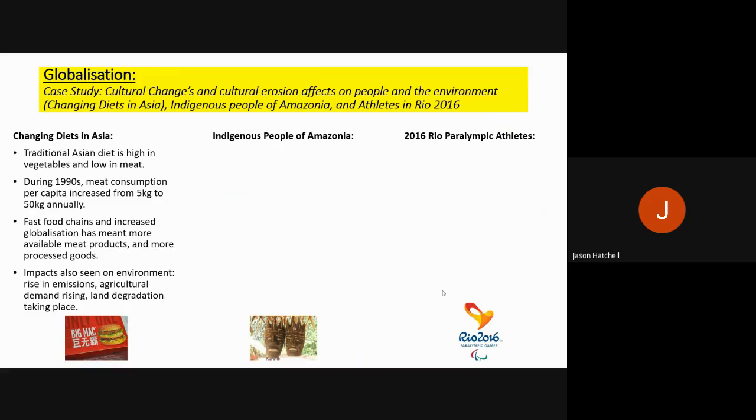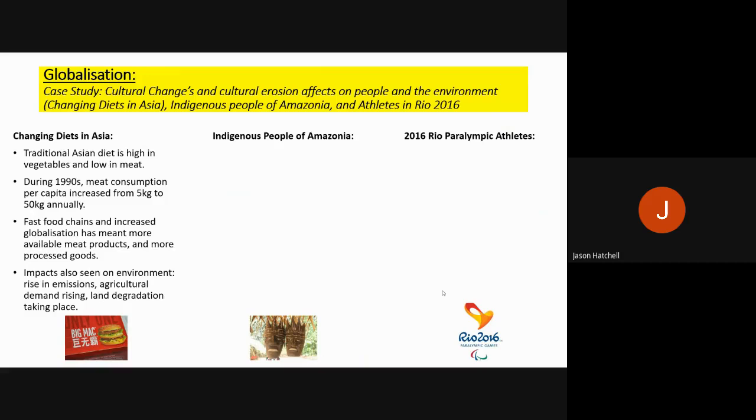Fast food chains increased, and globalization has increased, and that means more meat products are available, more choice for Asian markets is there, and an increase in processed goods too, which are a Western diet style.